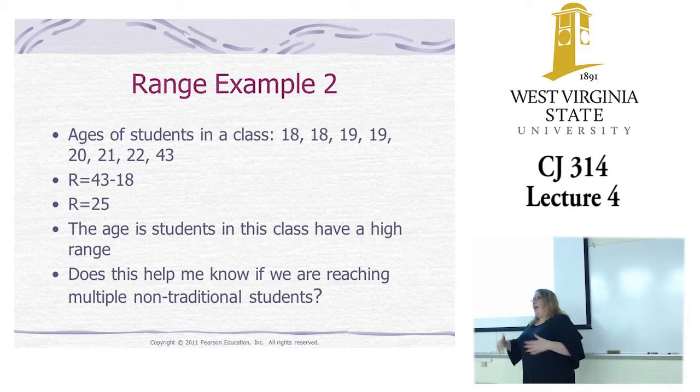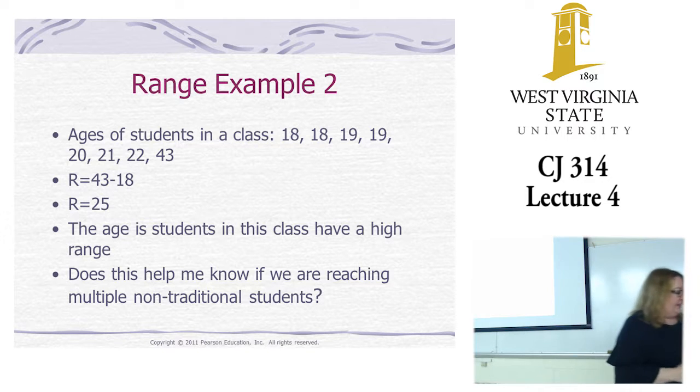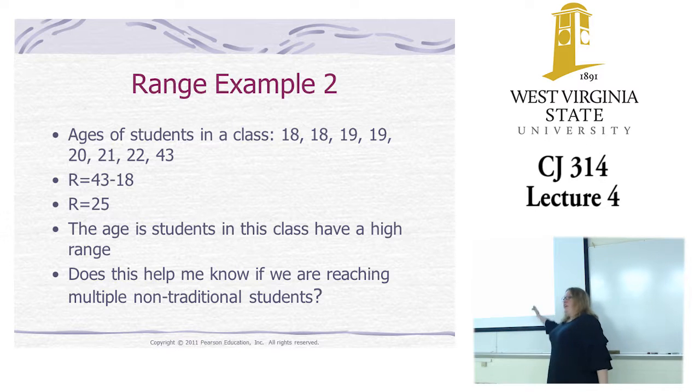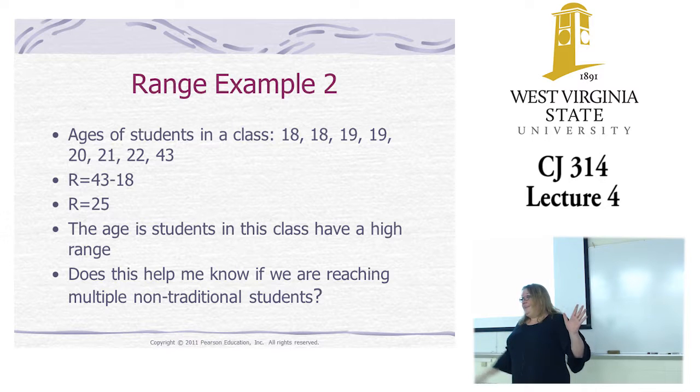Again, it doesn't tell us how many are on the young side. It doesn't tell us how many are on the older side. It doesn't tell us if we have a class full of non-traditional students. It doesn't tell us anything other than there's 25 spaces between the highest and the lowest. That's all. Not super useful.